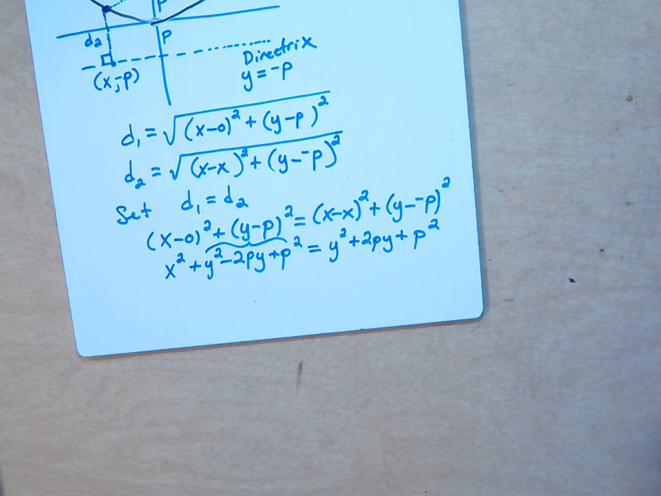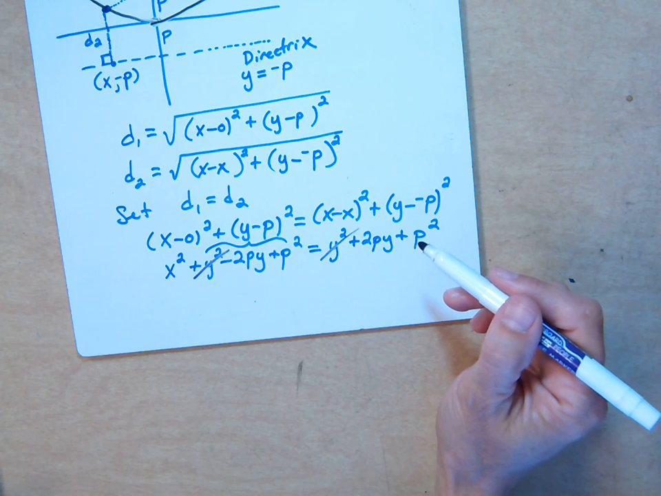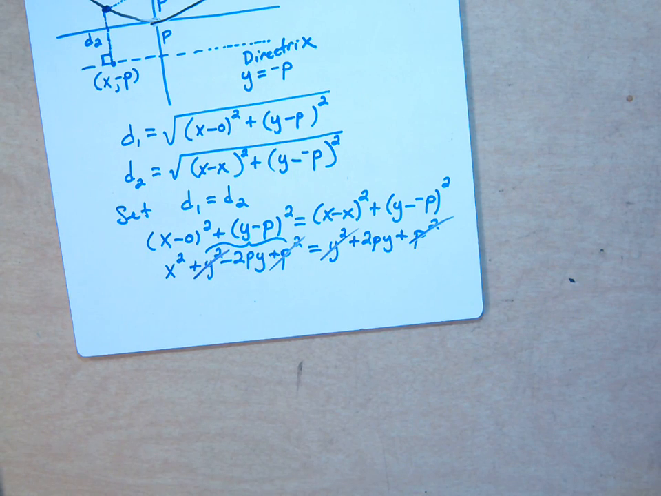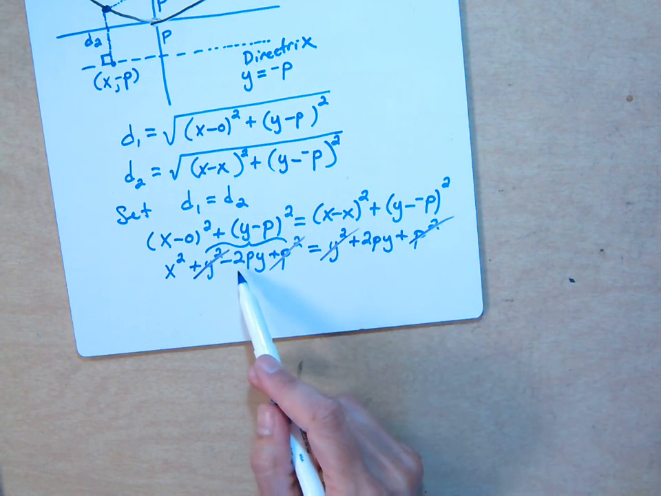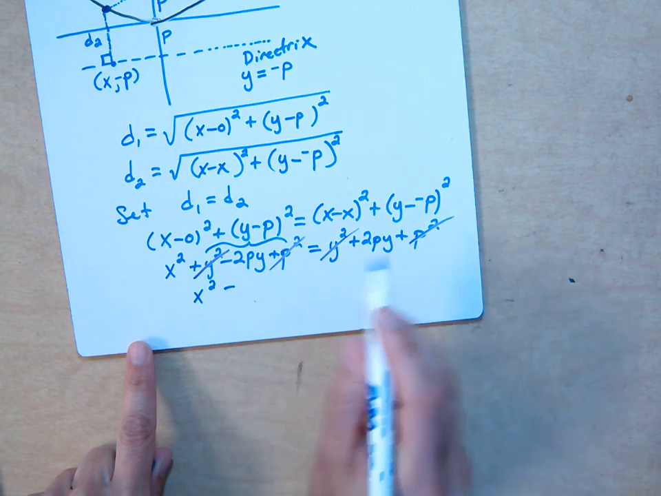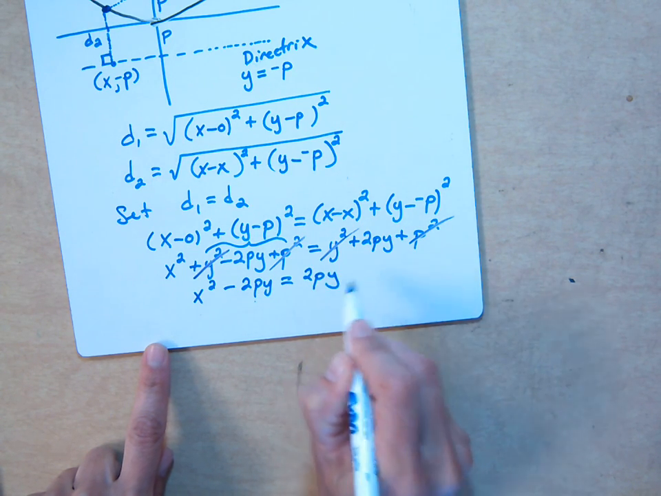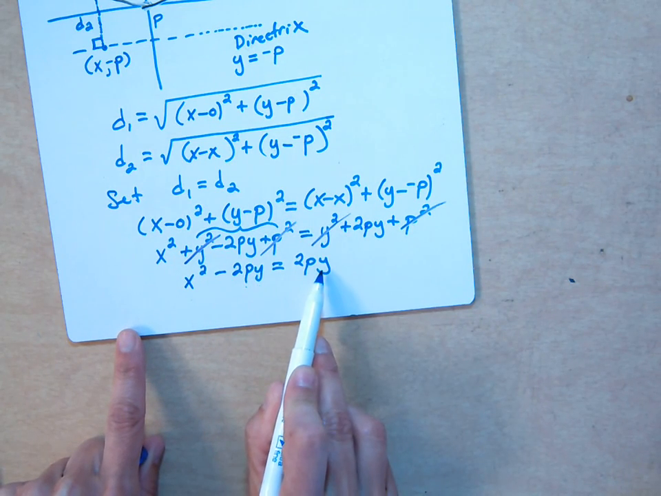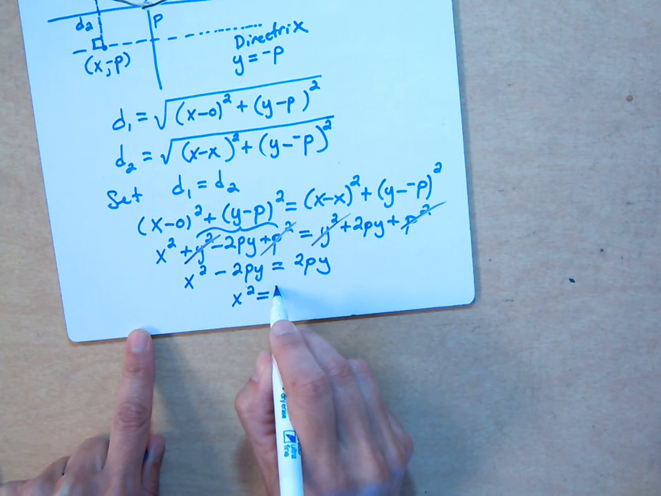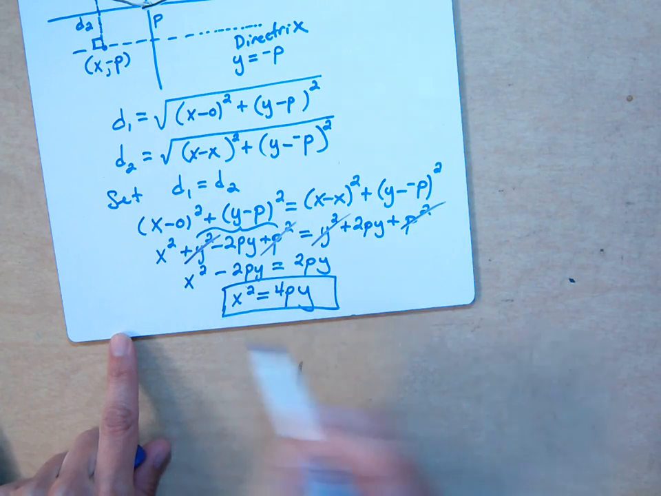And now, nicely, conveniently, the y squareds cancel. The p squareds cancel on each side, and we're almost there. So if you subtract 2py from each side and combine like terms, so far we have x squared minus 2py equals 2py, right? Actually I want this on this side, so I'm going to add 2py to each side is 4py. Then there we are. This is it right here. That's where it comes from.